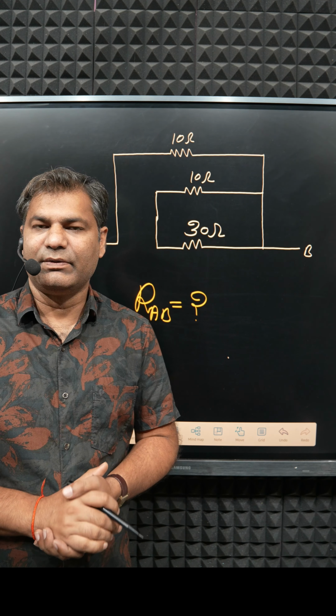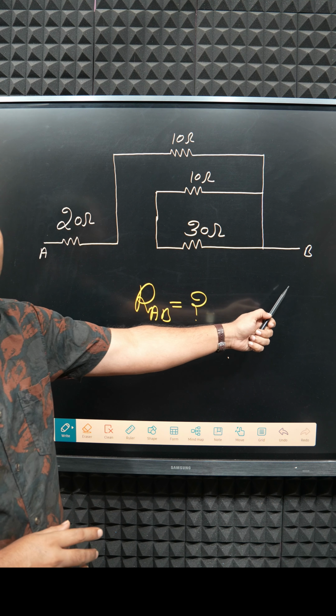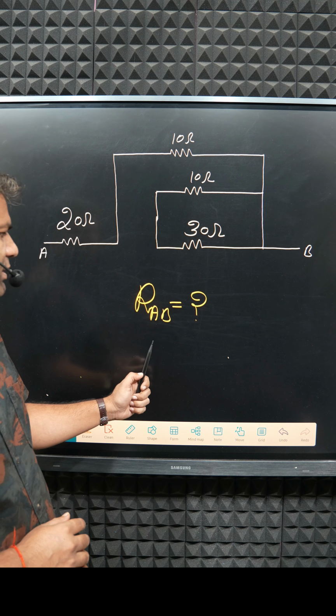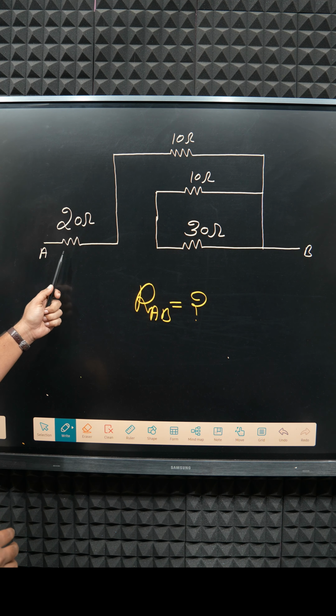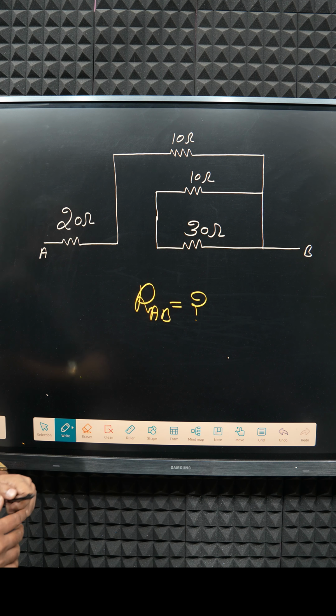Now, the question of the day. Our target: how can we determine the equivalent resistance between the A and B terminals? So how can we determine this value? Look very carefully here. This one is 20 ohm, this one is 10 ohm, this one is 10 ohm, and this one is 30 ohm. So how can we determine it?